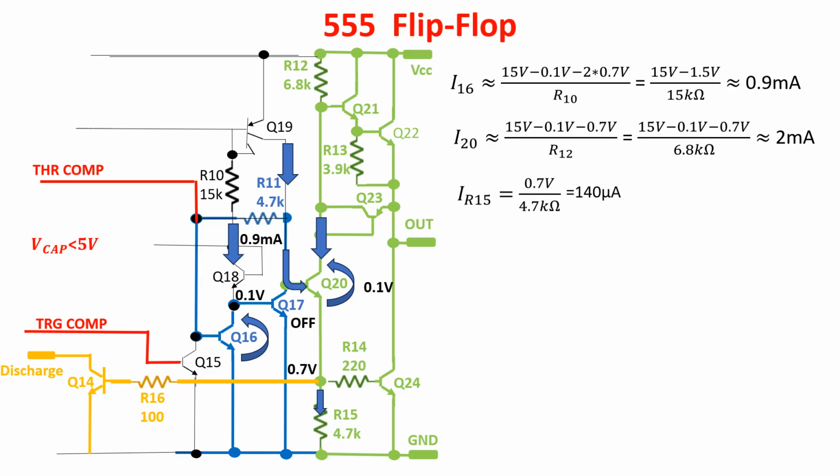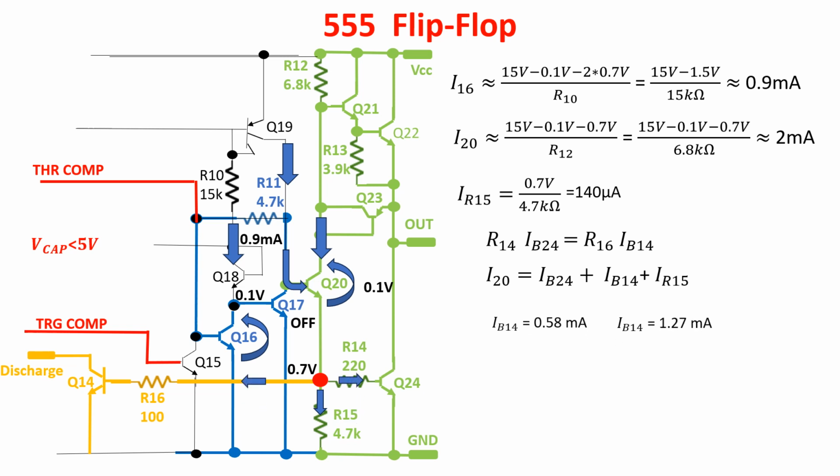Moreover, considering Kirchhoff's current law in this node, we can write this relationship from which we get the base currents of Q24 and Q14. Knowing these currents, we find out that this node is around 0.8 volt and the current in R15 is around 170 microamps. Now we know the voltage across R11 because at this node we have 1.5 volts and this node remains at 0.7 volts. So the current through R11 is equal to that through R15, so it is equal to 170 microamps.